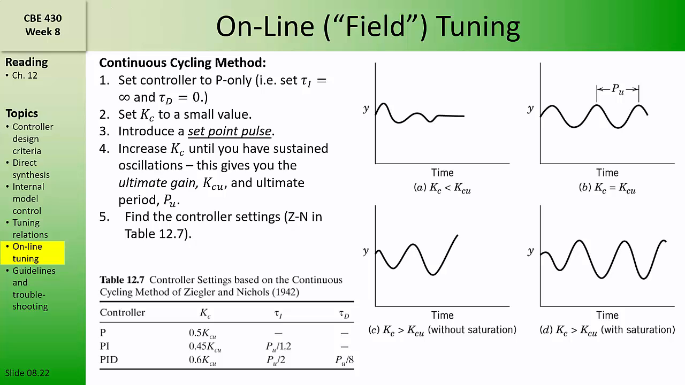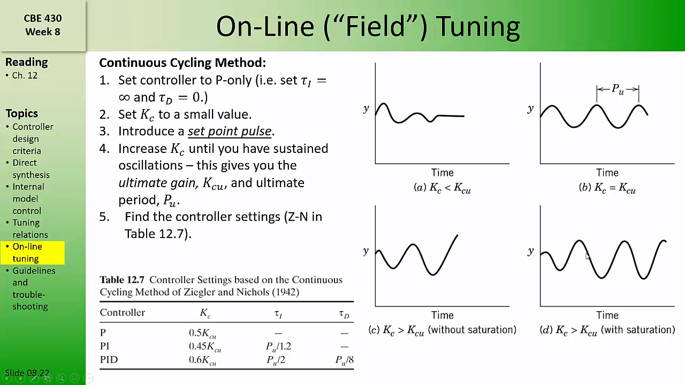When performing the continuous cycling method, we need to watch out for a condition called saturation. Saturation occurs when either a signal or a process variable reaches its maximum or minimum value during the continuous cycling. This will limit the controller output, even though the controller gain may be set to larger than the ultimate gain. For example, if we set the controller gain to a very large value, a valve may open all the way and it can't open any further. That therefore limits the response of the controlled variable.